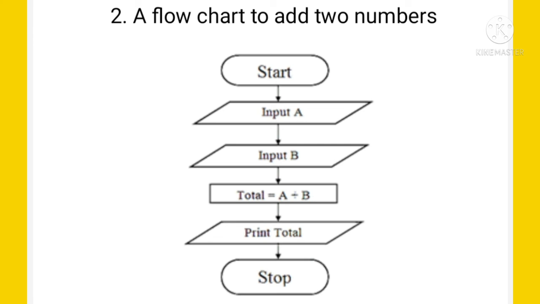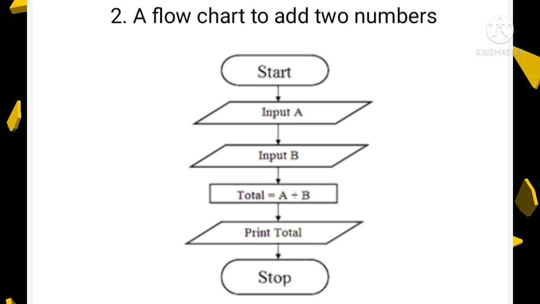Let's see the second flow chart, which is showing how to add the two numbers. We have to use here start symbol, then input output symbol to show the flow of the program. Use the start symbol, then input A, input B, total is equal to A plus B, print the total, and at the end stop the program.